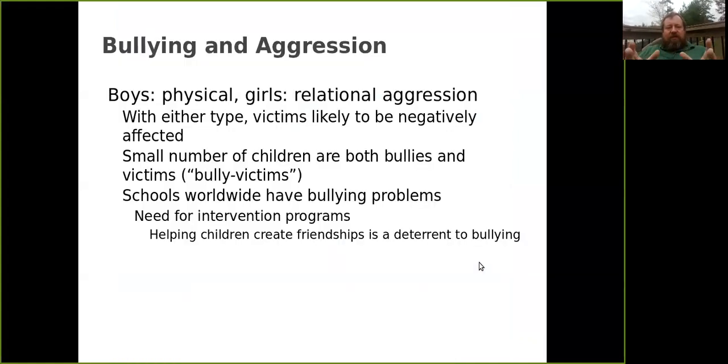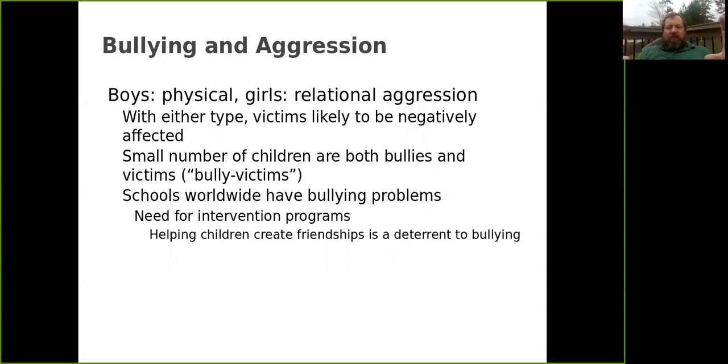Boy bullies are more likely to use physical aggression. Girls are more likely to use relational aggression, but both boys and girls use both physical and relational. It's just the girls are more likely to use a higher rate of relational. Now, with either of those types, their victims have negative impact over time.